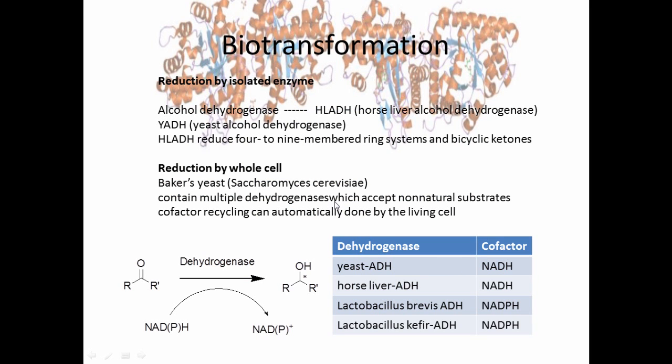Selective biotransformation of carbonyl compounds is the alternative to lithium aluminium hydride. You can use two types of biotransformation tools: one is isolated enzyme and the other is whole cell reduction. The isolated enzyme is alcohol dehydrogenase, and the transformation can be done by alcohol dehydrogenase. Generally, horse liver alcohol dehydrogenase and yeast alcohol dehydrogenase are used. Horse liver alcohol dehydrogenase can reduce four- to nine-membered ring systems, bicyclic and cyclic ketones. So there is a large application of HLADH.